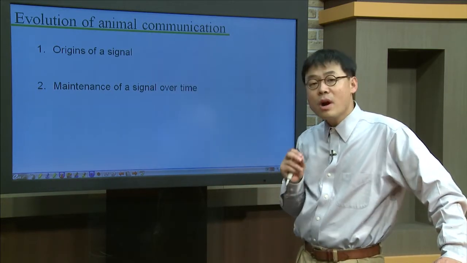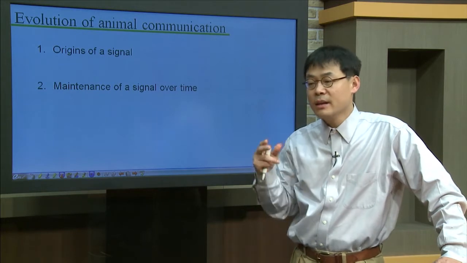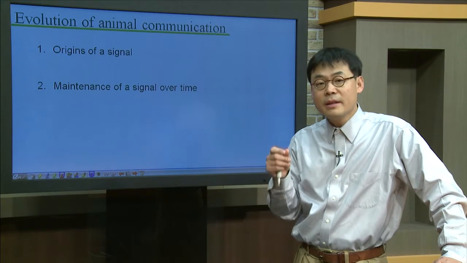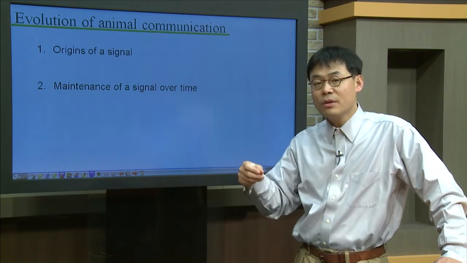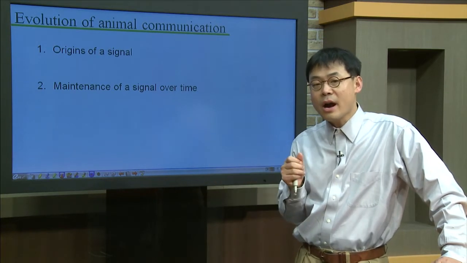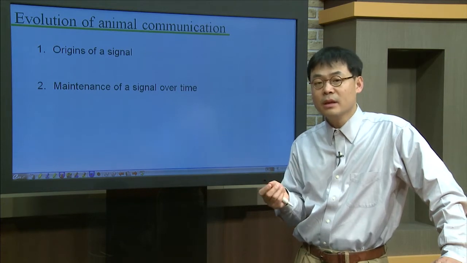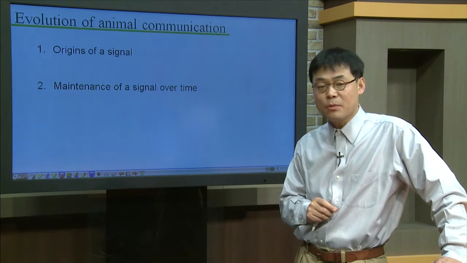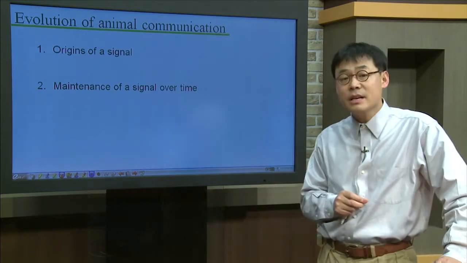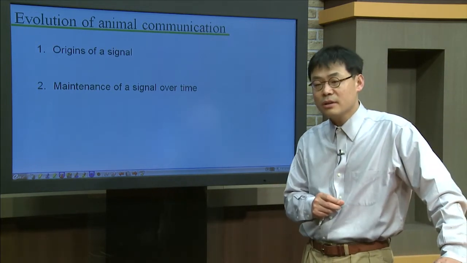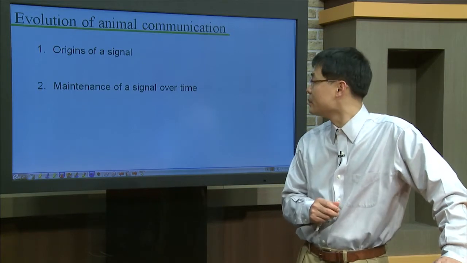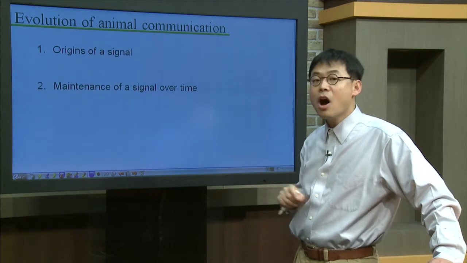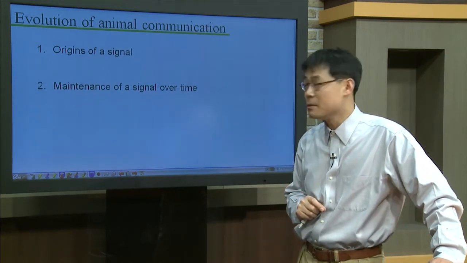And the second, once the signal is originated, okay, let's say some signal evolved and took place. Then how is it maintained over a long time? Why doesn't this signal simply disappear into nothing? Why is it maintained for such a long time? What's the advantage of that? What are the selective pressures of the signal being maintained for a long time? That's the second topic. I'm going to focus on these two topics among many interesting topics in animal behavior.